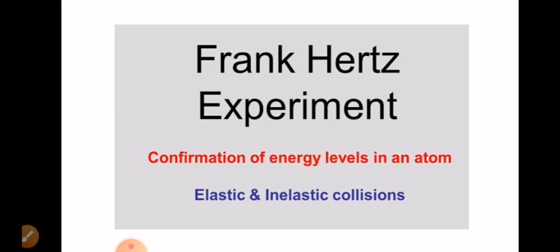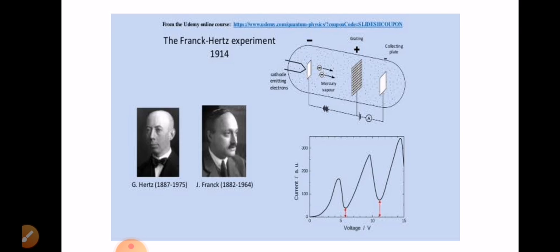And in this experiment, Gustav Hertz and James Frank used a setup, an apparatus that is shown in this figure, in which they bombarded the vapors of various elements with electrons of known energy. That was the basic thing of the experiment. The vapors of different elements were bombarded with electrons of known energy using the apparatus shown in this figure.